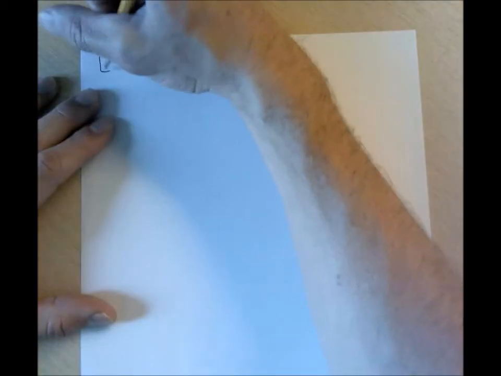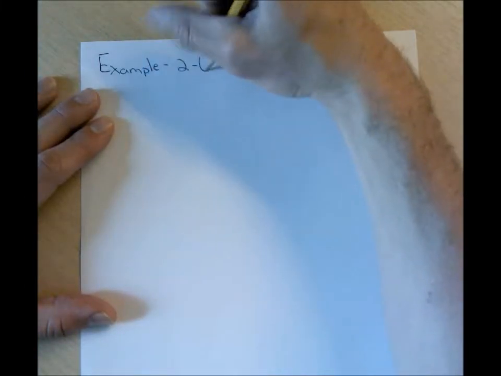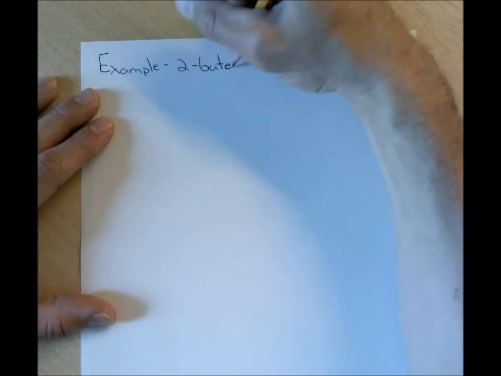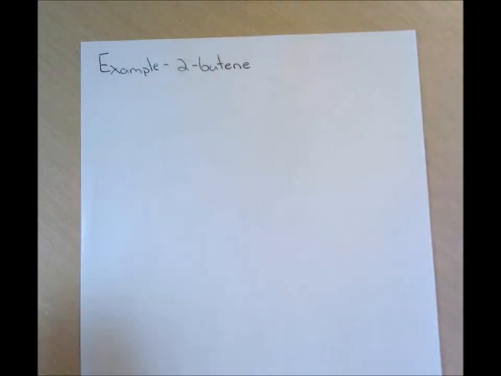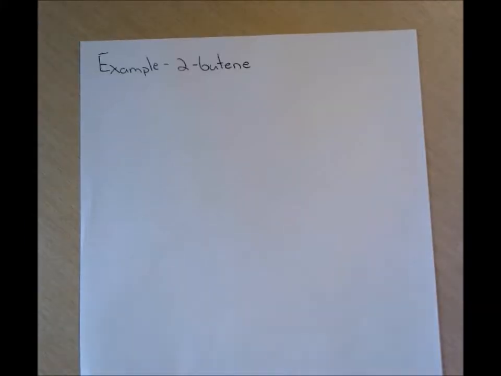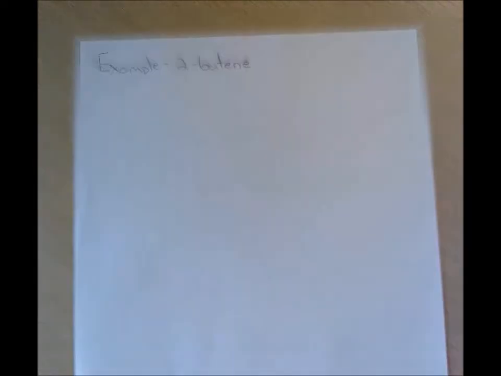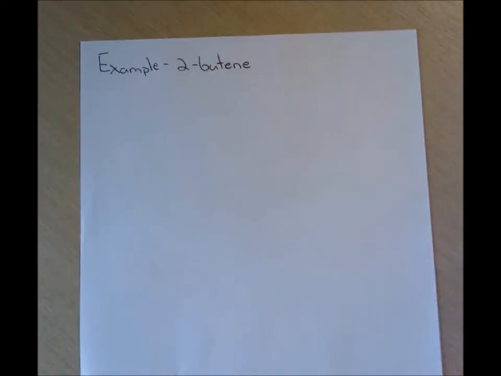And our example is 2-butene. And so with 2-butene, there's actually two different ways that we can draw this particular structure. So without getting into the details of cis and trans at this moment, I am going to draw each of these two versions.